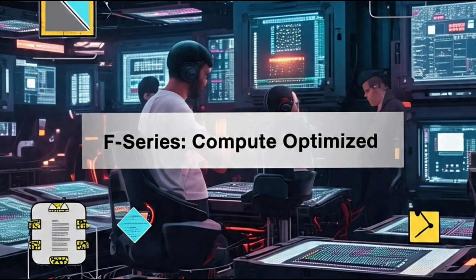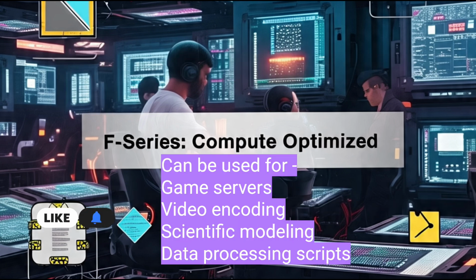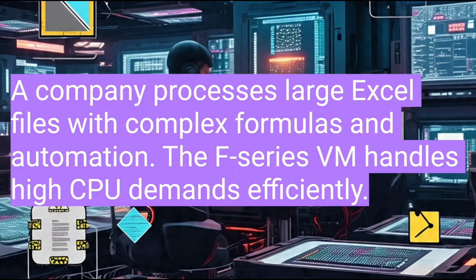F-series virtual machines, known as compute optimized virtual machines. They use more CPU power compared to memory, and are best for CPU intensive workloads. It is good for game servers, video encoding, scientific modeling, and data processing scripts. In an example scenario, a company processes large Excel files with complex formulas and automations. The F series VM handles high CPU demands efficiently.